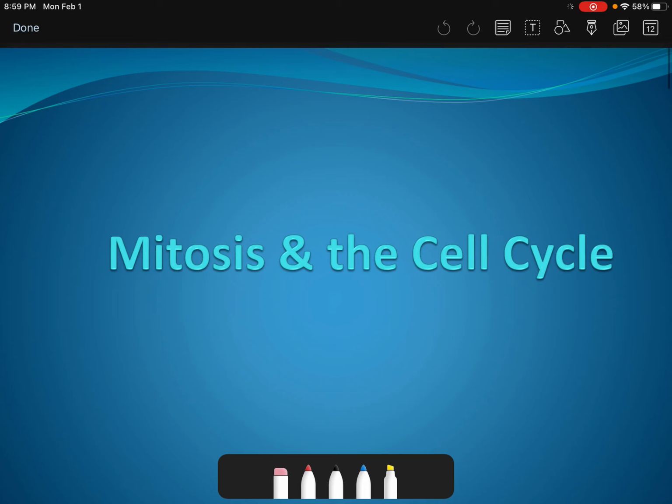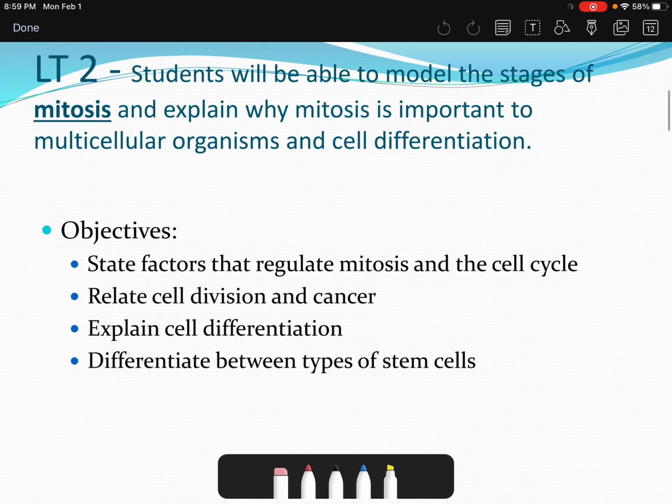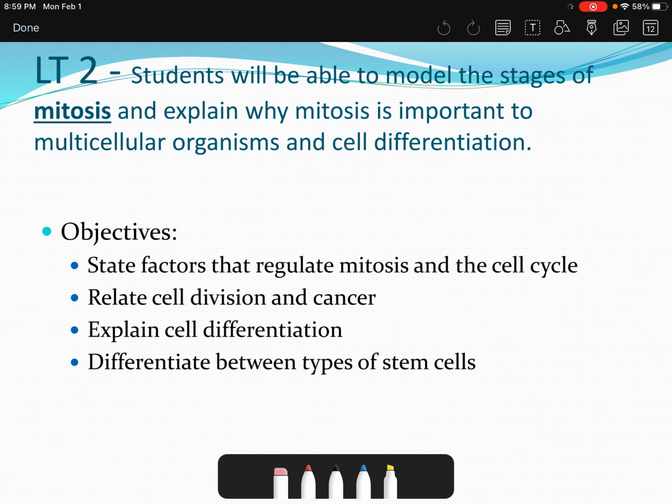All right, we're going to start our last section here of the mitosis and the cell cycle notes. We're still on learning target 2. The students will be able to model the stages of mitosis and explain why mitosis is important to multicellular organisms and cell differentiation. And what we're going to focus on this last time is more on cell regulation. What factors kind of control the cell cycle?